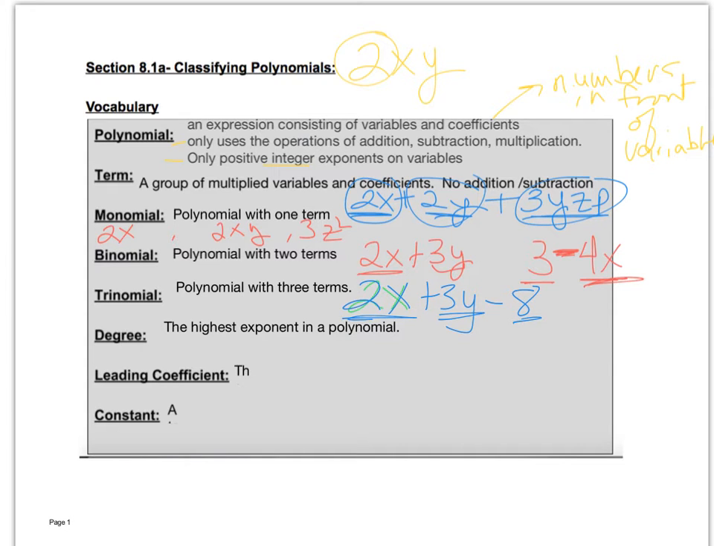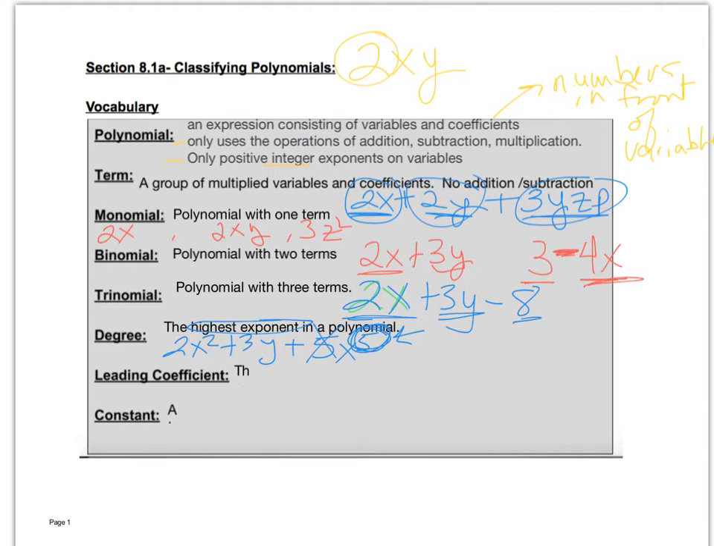The degree is just the highest exponent in a polynomial. So if I have 2x squared plus 3y plus 5x to the 5th, well, the 5th power right there, that's the degree. So that's the highest exponent. The degree in this one that I just drew is 5, not because of that 5, but because of this 5 right here in the exponent.